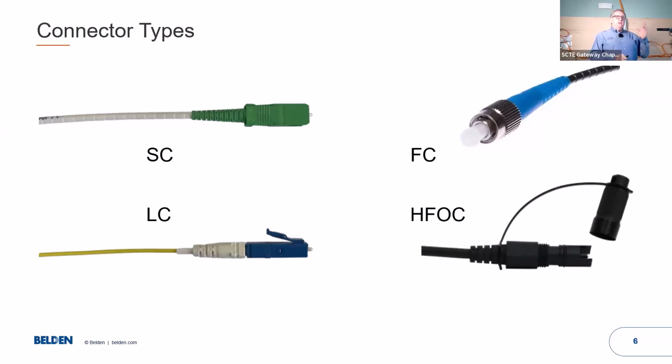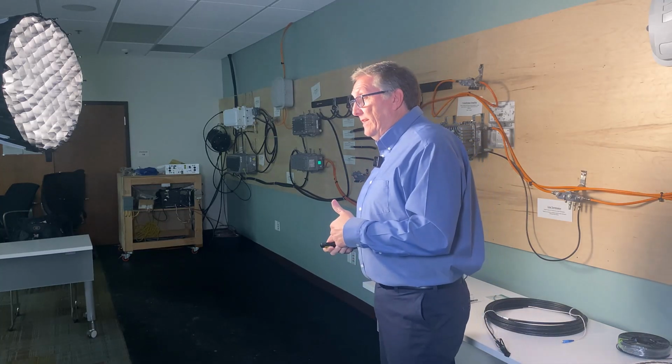All of these, SC is a ferrule type. So the barrel, the ceramic ferrule that's in the bottom of a connector, has a different diameter between LC and SC. SC, FC, and HFC have the same ferrule size, so they can use the same fiber cleaner. LC takes a different fiber cleaner.